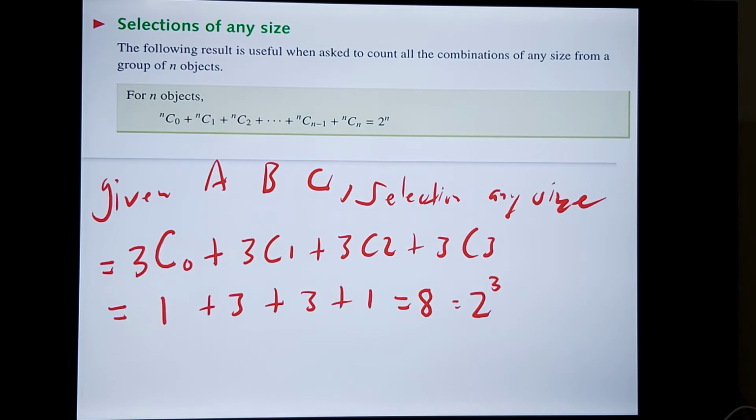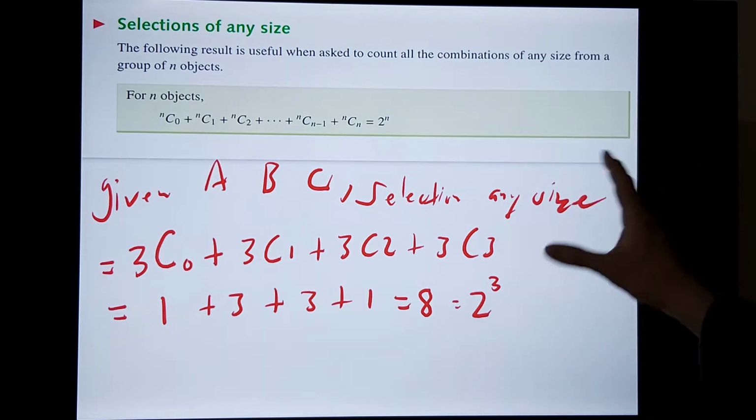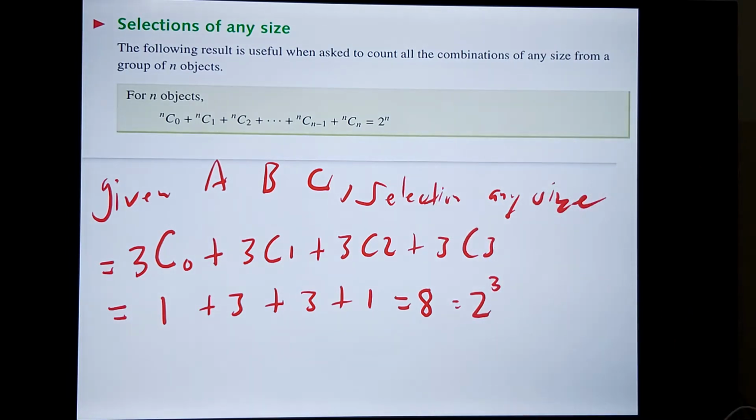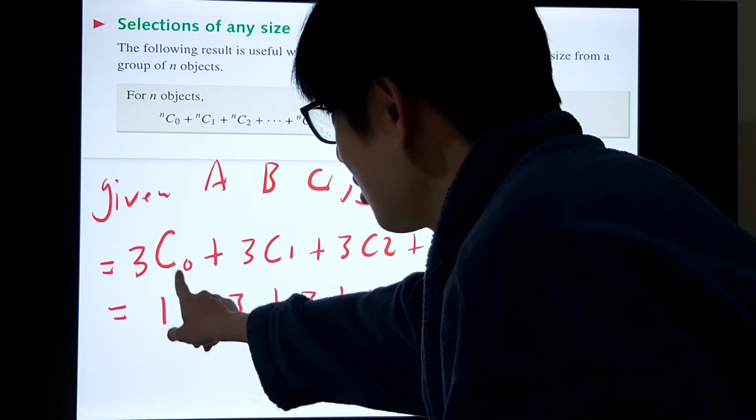Selections of any size means given A, B, C, I can choose all three of them and group them. Or I can choose just two of them, which means A, B, or B, C, or A, C. Or I can just choose one element, which means I choose A, I choose B, or I choose C. And last but not least, I can choose not to choose anything. If I choose not to choose anything, it's called 3C0.